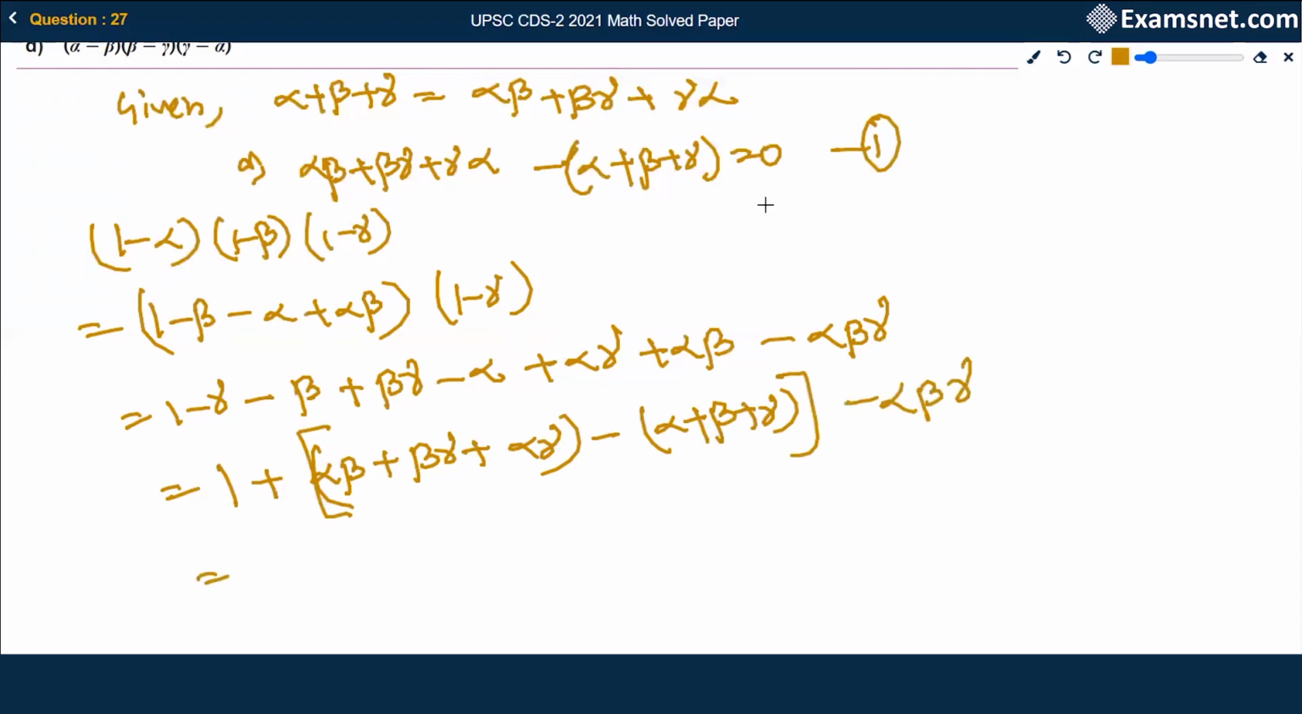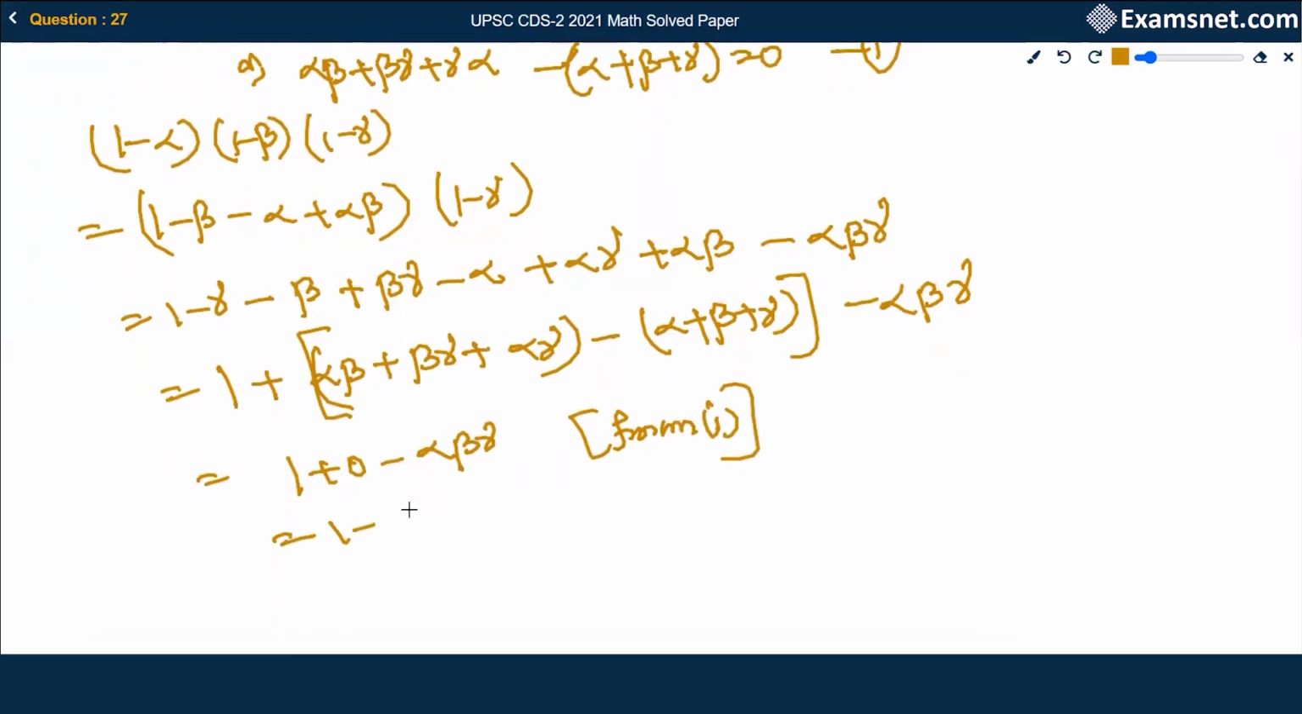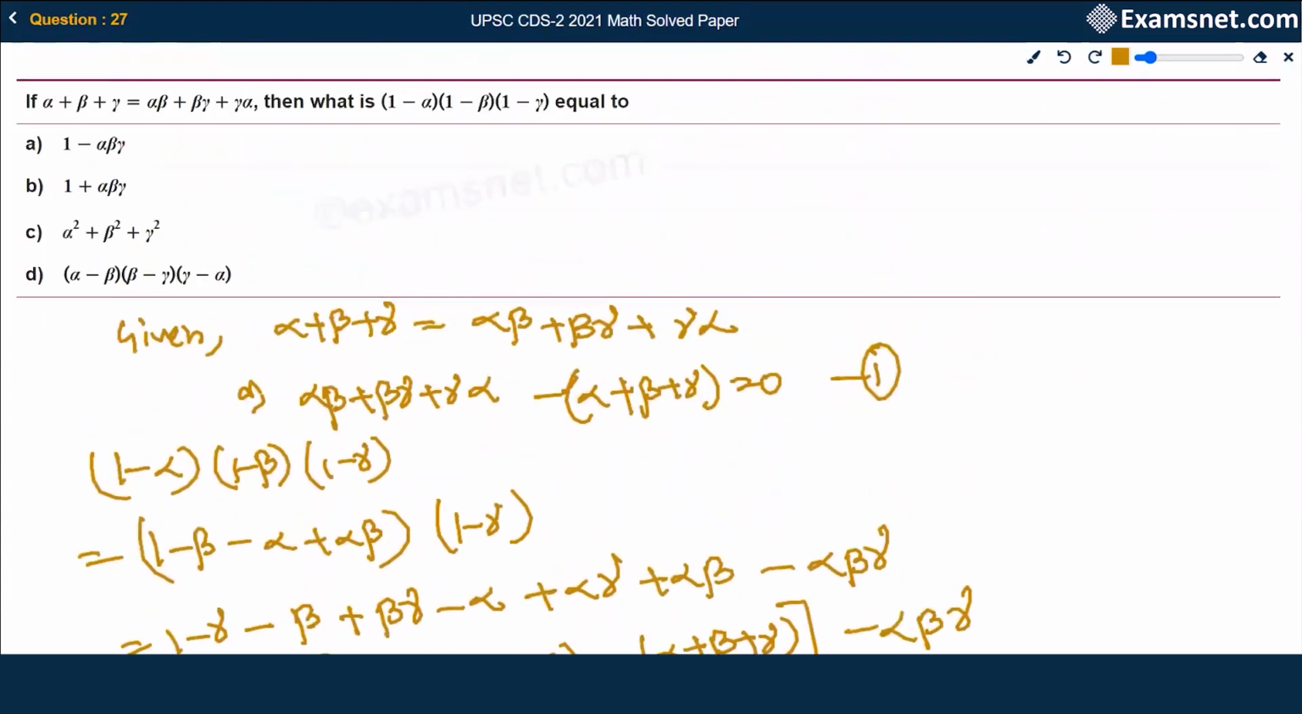So from equation 1 we know this expression will give us 0. So 1 minus alpha beta gamma is the value of the required expression. So here option A is the correct answer.